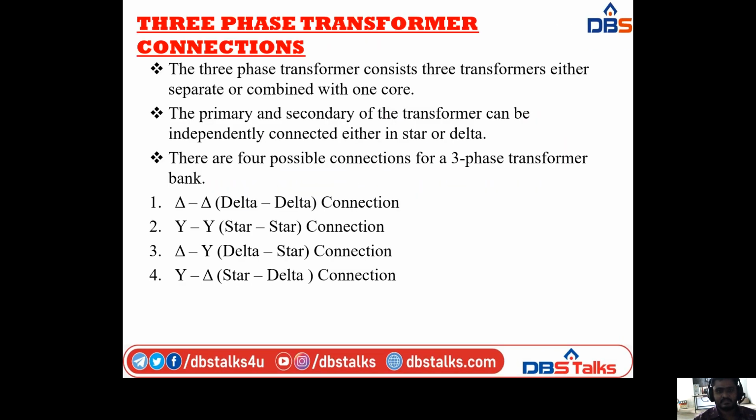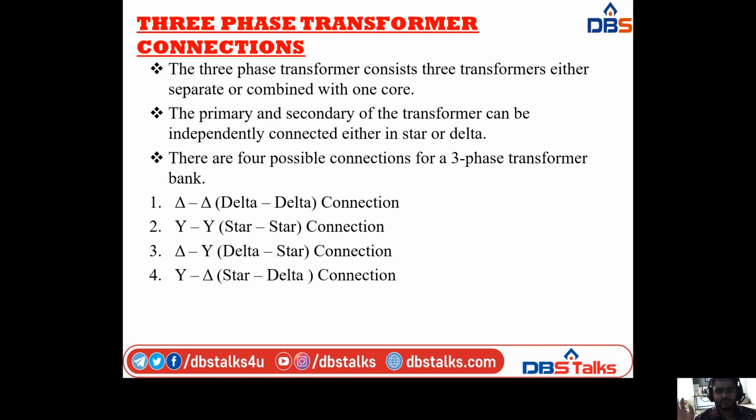So the three-phase transformer consists of three transformers, either separate or combined with one core. The primary and secondary of the transformer can be independently connected either in star or delta.